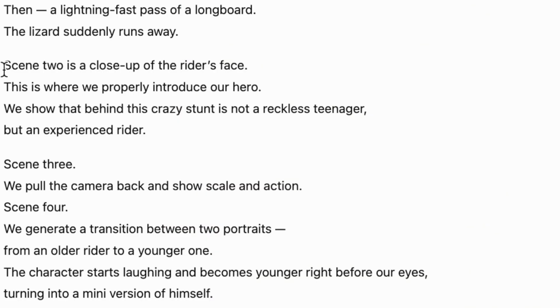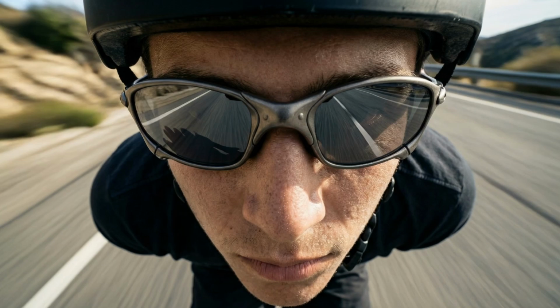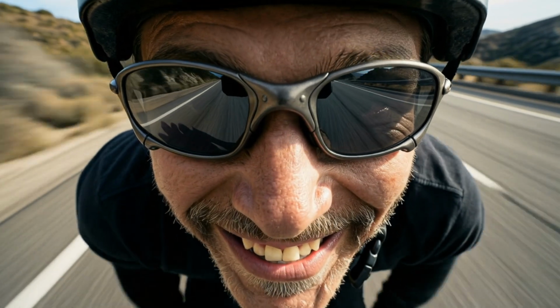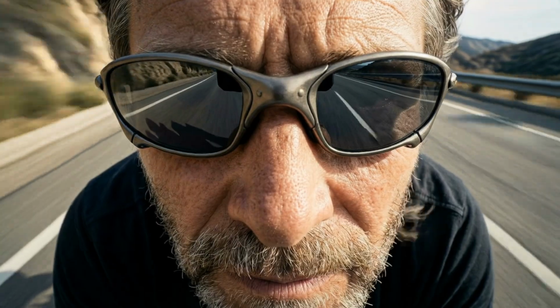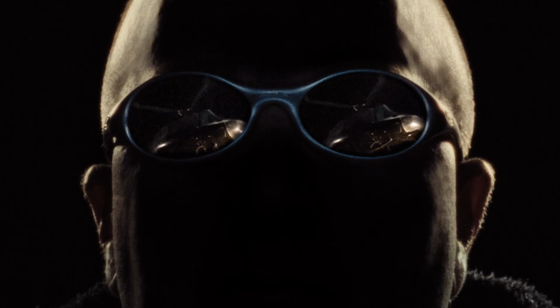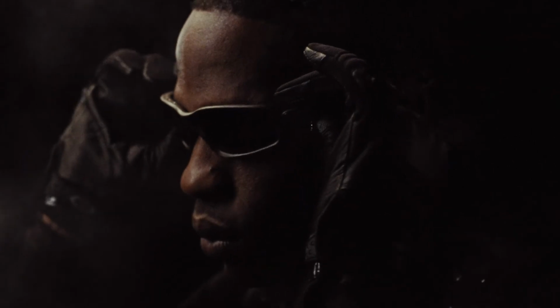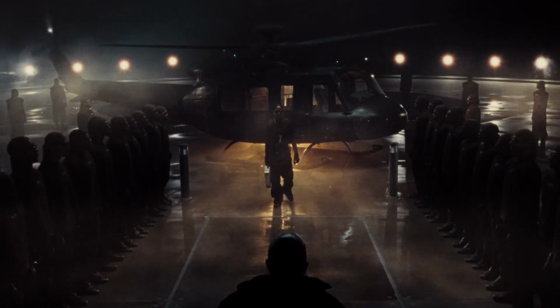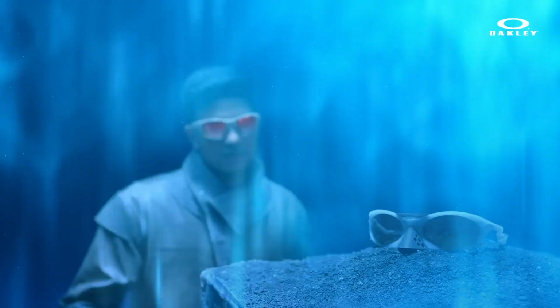Scene 2 is a close-up of the rider's face. This is where we properly introduce our hero. We show that behind this crazy stunt is not a reckless teenager, but an experienced rider. This is also where we truly present Oakley Juliet for the first time. The iconic metal frame, the lenses reflecting the asphalt. It clearly tells the viewer one thing. These glasses are tested by time and extreme conditions.